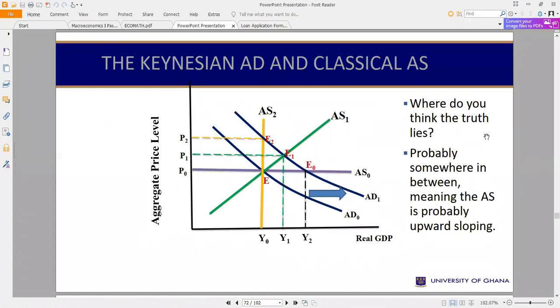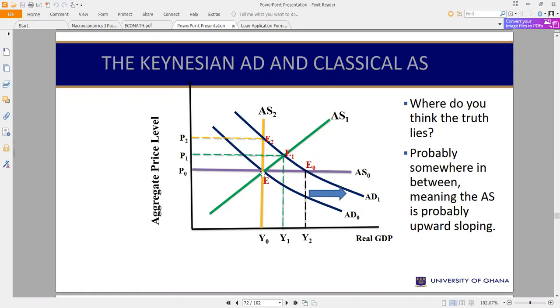Okay. So now let's look at this. We have all the types here. The first, AS0, is the fixed price model. So here we have a horizontal AS. Then for the vertical one, we have AS2. And then the upward sloping one, we have AS1. And then these are the initial aggregate demand curve. So this was the equilibrium, and this aggregate demand was equal to all the AS at this point.